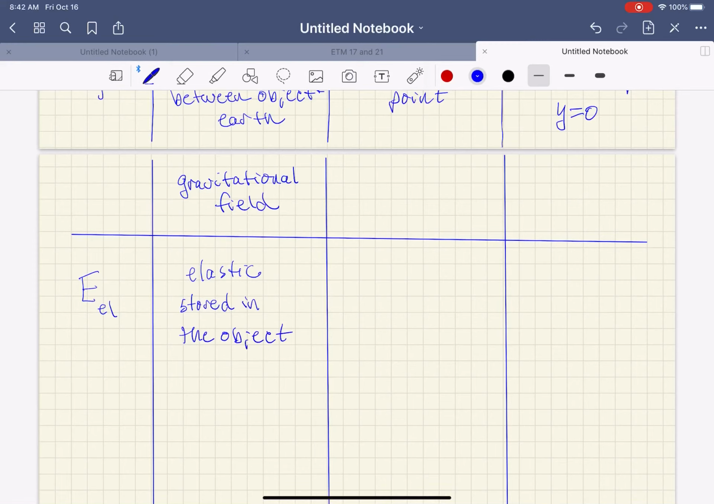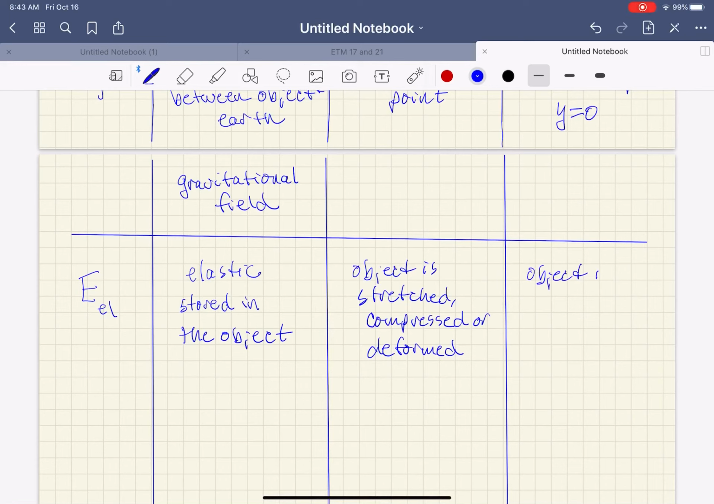So it's stored in the object, and it's present when the object is stretched, compressed, or deformed in some way. And it's zero when the object is not deformed, stretched, or compressed. So you think of a spring, when it's just the way it is, there's no elastic energy, but when you stretch it, there is elastic energy.